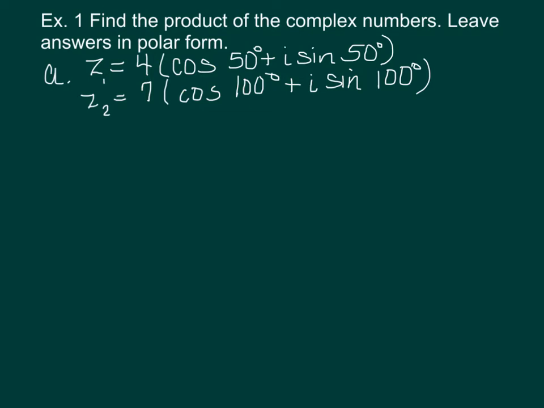For example 1, we're given Z1 and Z2. So to find the product of Z1 times Z2, this is multiplication. We're going to do R1, this is R1, this is R2. So you're going to do 4 times 7, and then you're going to do cosine. This is theta 1.